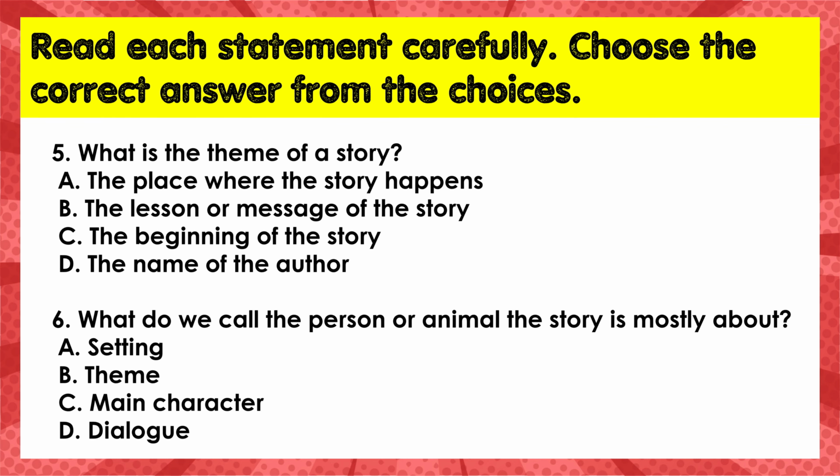Number 5. What is the theme of a story? A. The place where the story happens. Letter B. The lesson or message of the story. Letter C. The beginning of the story. Or letter D. The name of the author. Number 6. What do we call the person or animal the story is mostly about? A. Setting. Letter B. Theme. Letter C. Main character. Or letter D. Dialogue.